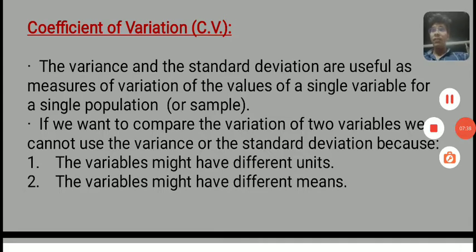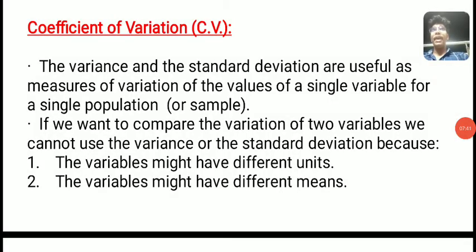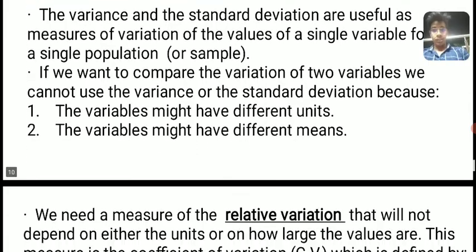The formula for coefficient of variation can be determined as CV is equal to sigma by mu, or CV is equal to s by x bar. For percentage, CV is equal to sigma by mu into 100 for the percentage of a coefficient of variation.